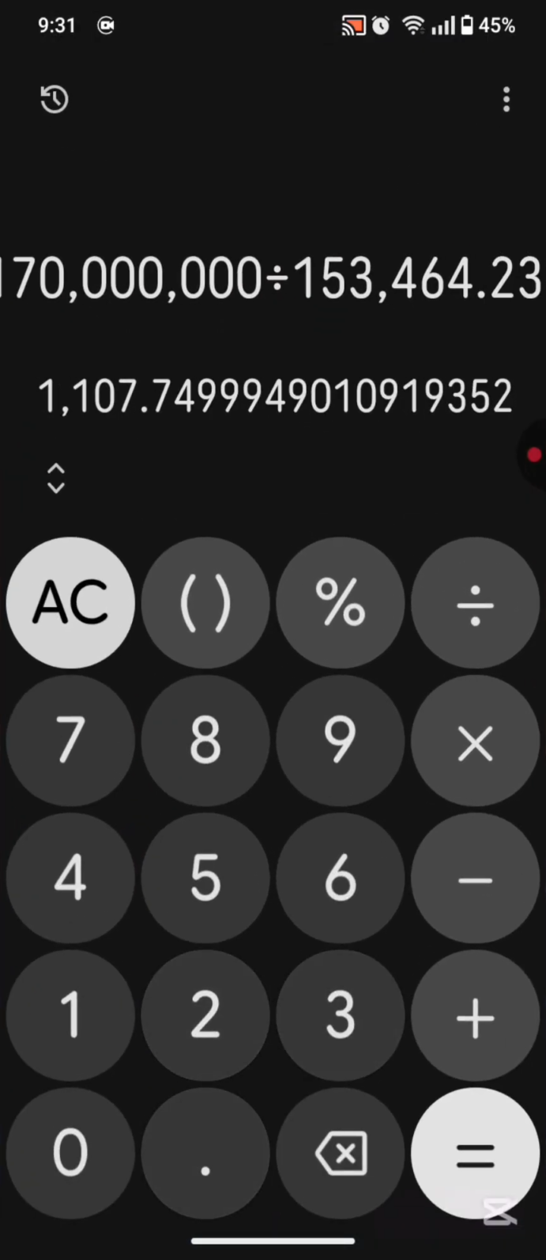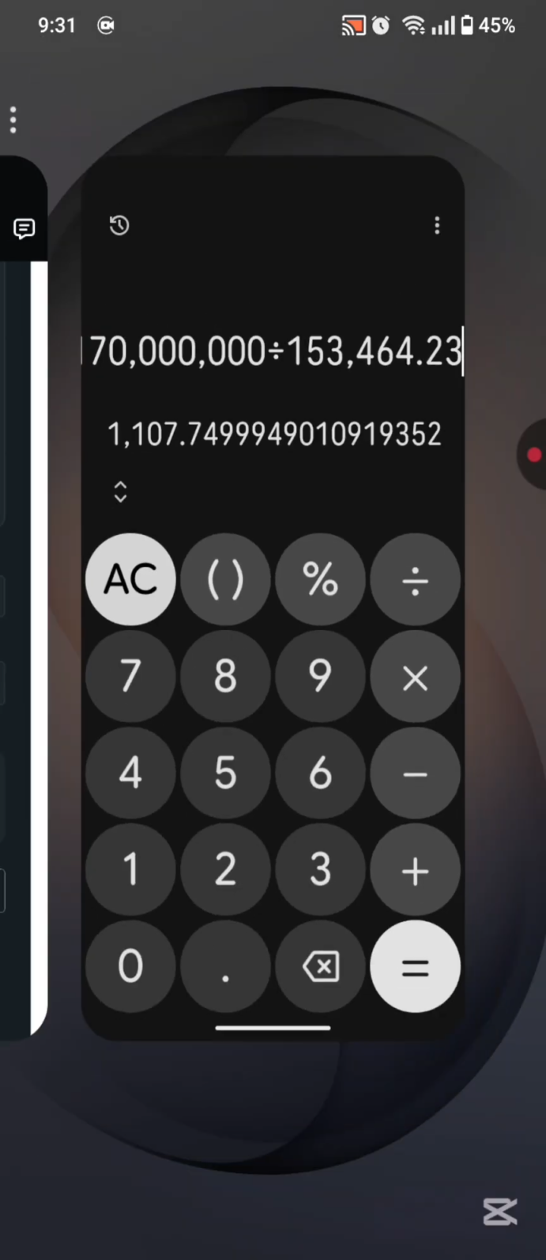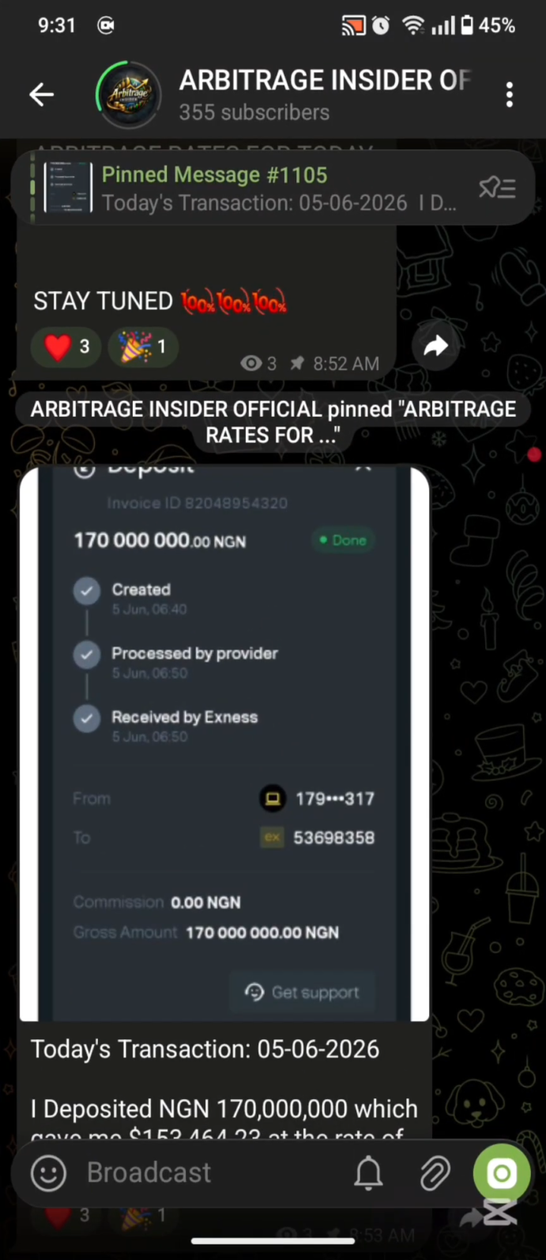Now we'll be getting this USD at a rate of 1,107.74 Nigerian naira per USD. That is the rate at which we are getting USD for today on Exness. Now let me go ahead and show you guys our result for today.